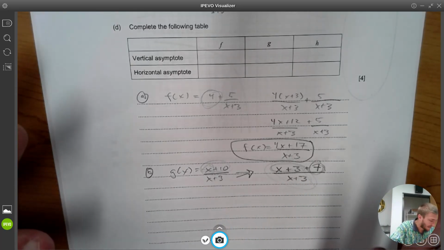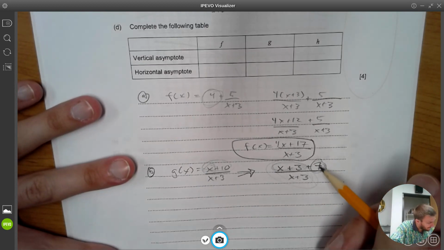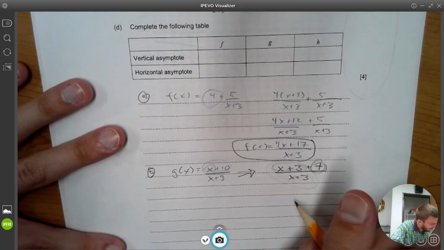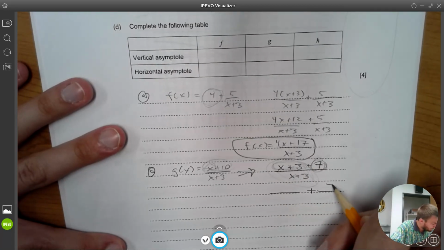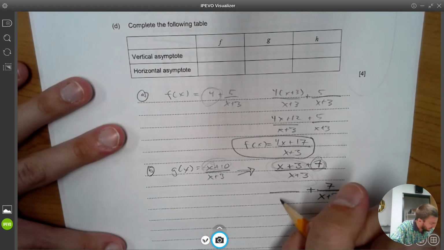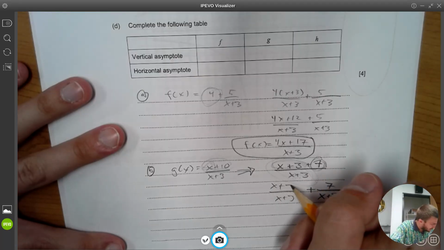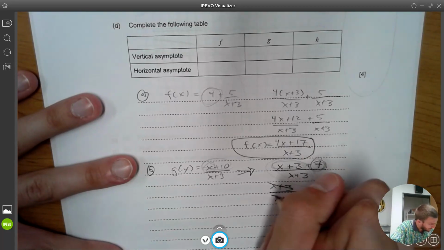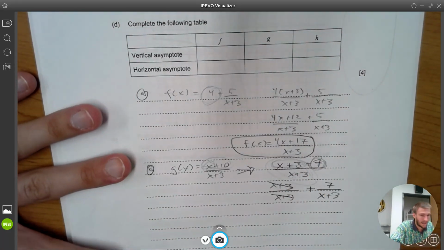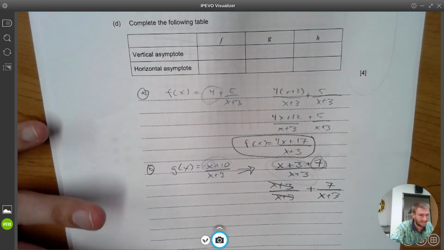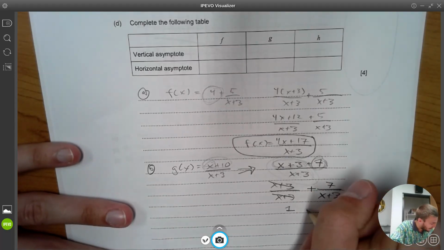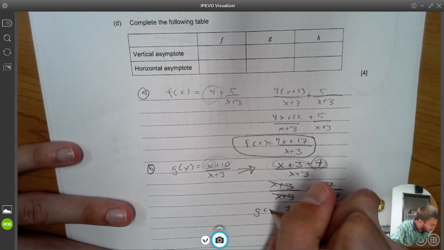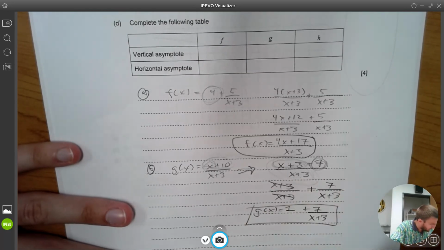Now I can't cross it off yet because the 7 and the x plus 3, all of this stuff is divided here. So I'm going to spread it out into two bits. The 7 is still here. x plus 3 and 7 divided separately. And now that they're separate, that can be crossed out. Now remember, anything divided by itself is not 0. It is a 1. So we have 1 plus 7 over x plus 3. And that is g of x in vertex form.